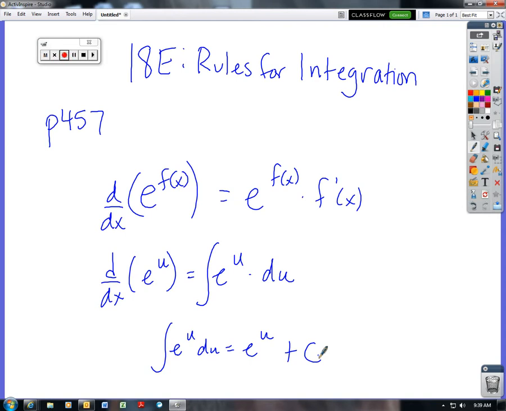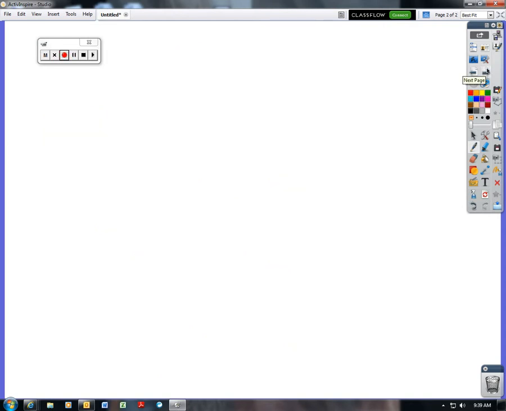So let's just go ahead and talk about some of the rules for integration. Okay, so these are some of the rules. The first one is the integral of a constant with respect to x. And we already talked about that in a previous section, that that's going to be kx plus c. Because if you took the derivative of kx plus c, you would get k.